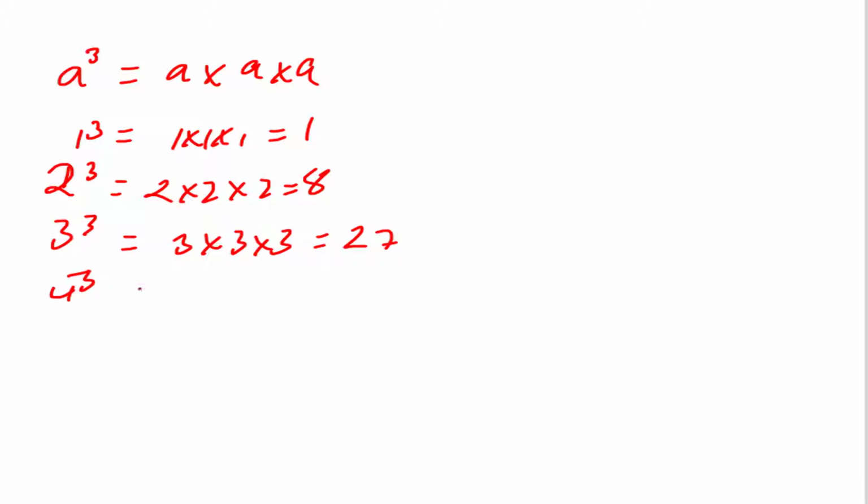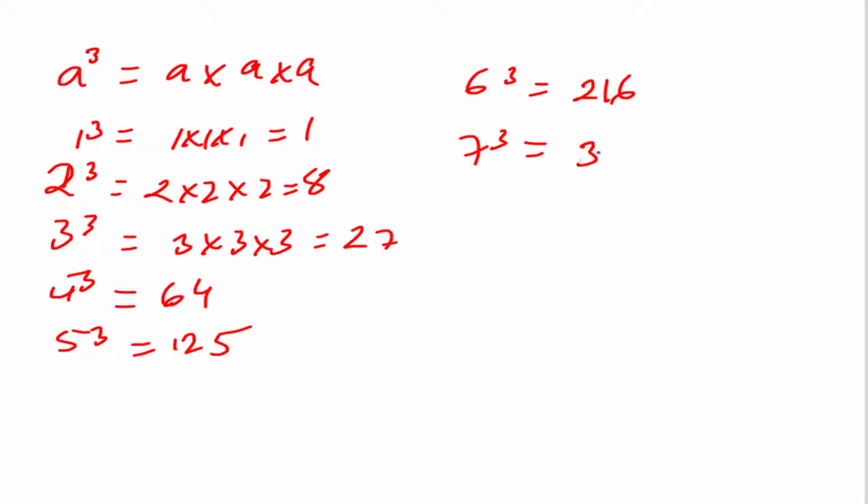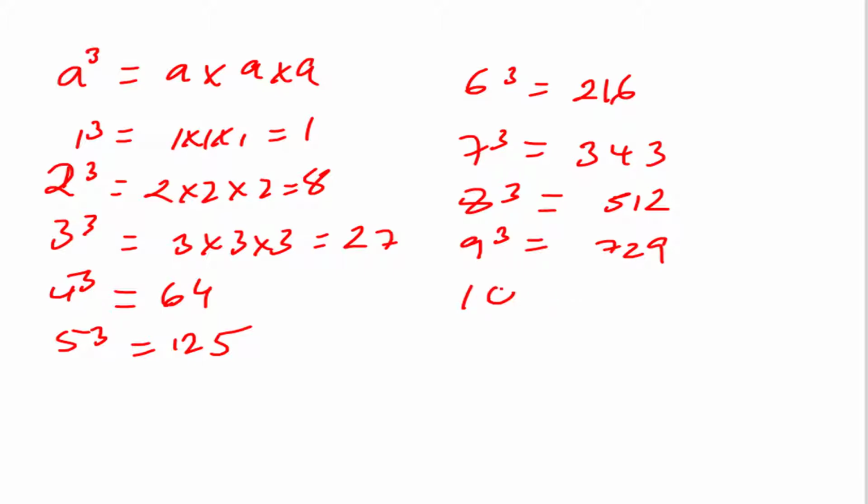Okay, 4 cubed, and by now you should get what I'm trying to do, 64. 5 cubed, equals 125. 6 cubed, that equals, let's say, 216. 7 cubed, that equals 343. 8 cubed, try to remember these numbers because you could be using them quite commonly. 8 cubed is what? 8 times 8, 64 times 8, 512. 9 cubed equals 9 times 9 is 81 times 9 again, 729. And finally 10 cubed.